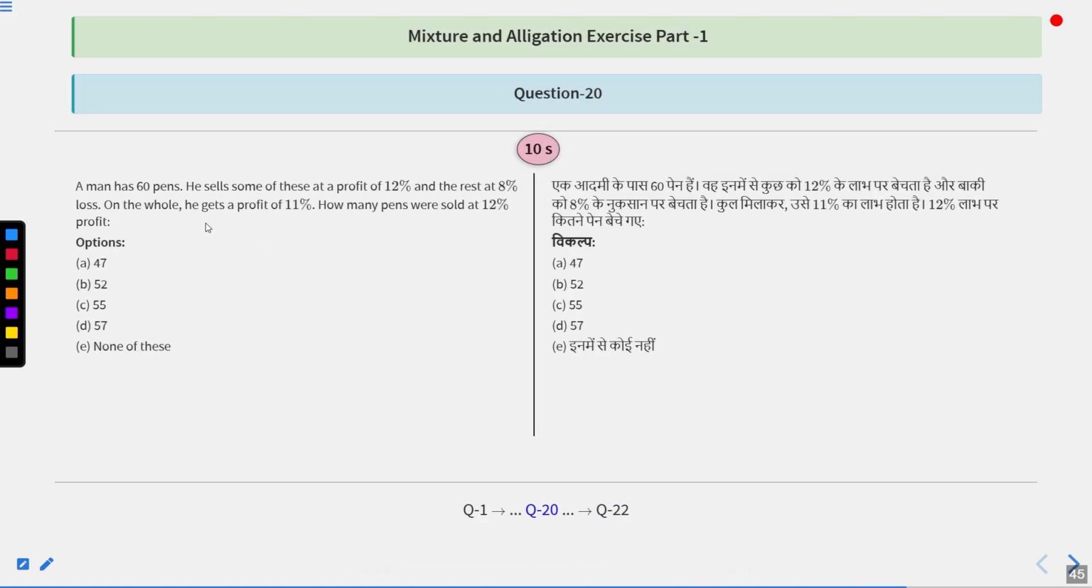Next. A man has 60 pens. He sells some of these at a profit of 12% and the rest at 8% loss. On the whole, he gets 11% profit. How many pens were sold at 12% profit? Now you have 5 options and 10 seconds to analyze the question. Your time starts now.